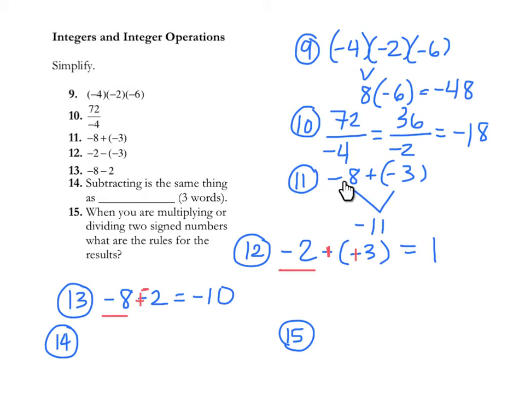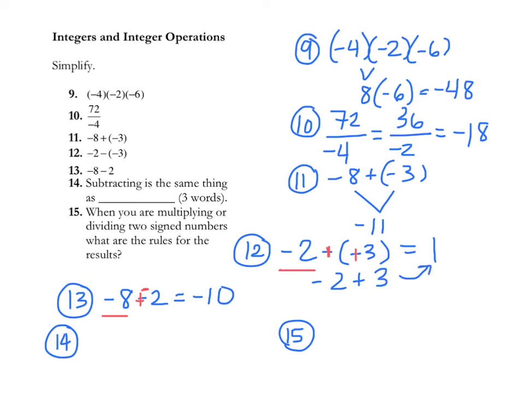Next one, negative 8 plus negative 3. Same sign, add and keep. Number 12, it was negative 2 minus negative 3, which we rewrite with keep, switch, switch. So negative 2 minus negative 3 becomes negative 2 plus 3, which is 1.